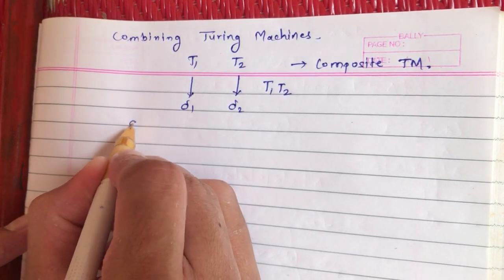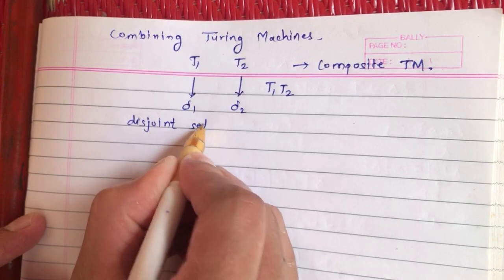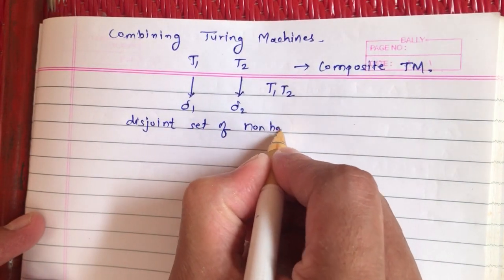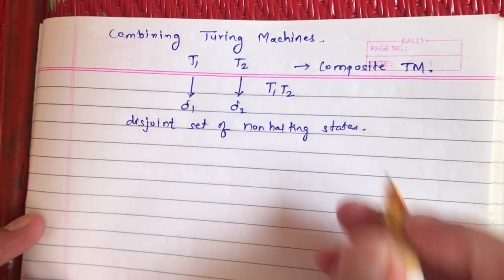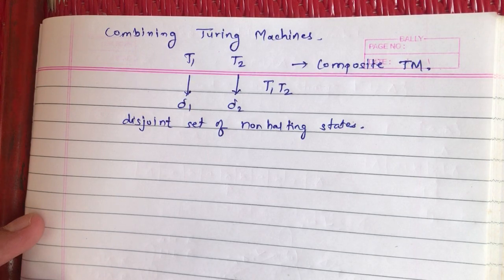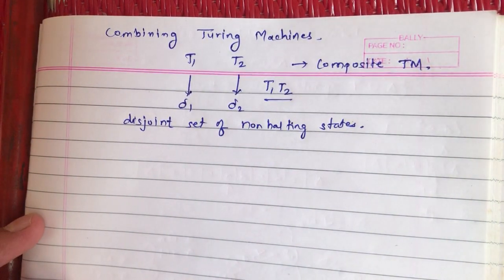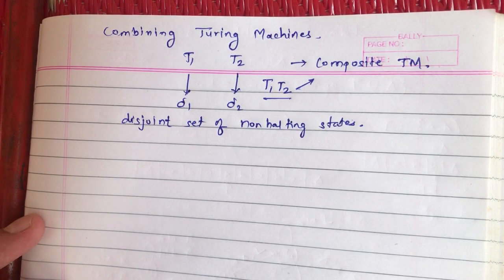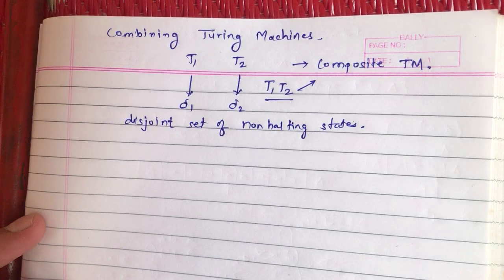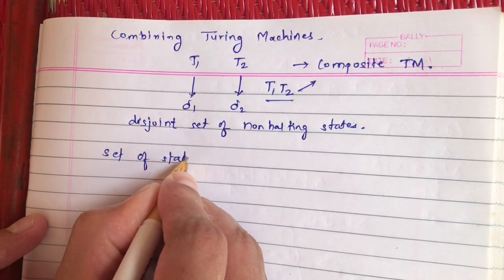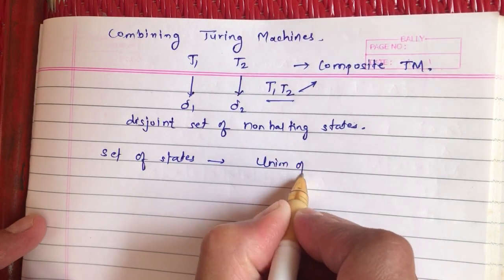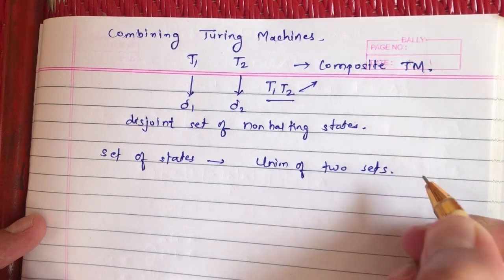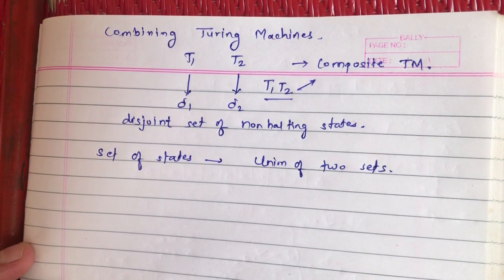These two machines are said to have disjoint sets of non-halting states. So in this scenario, we can say that T1, T2 denotes a composite Turing machine. Now, what would be the definition of this composite Turing machine? The set of states will be the union of the sets of states of the Turing machines T1 and T2 respectively. T1 has its own states and T2 has its own states, so the union of these will be the set of states of the composite Turing machine T1, T2.